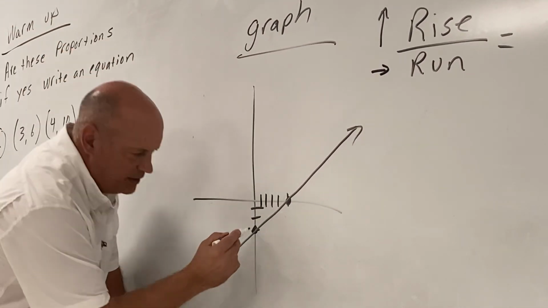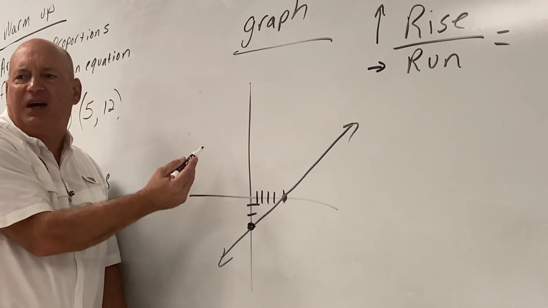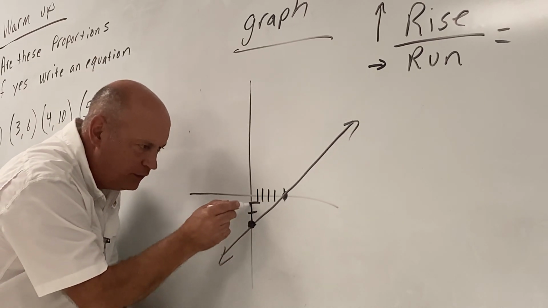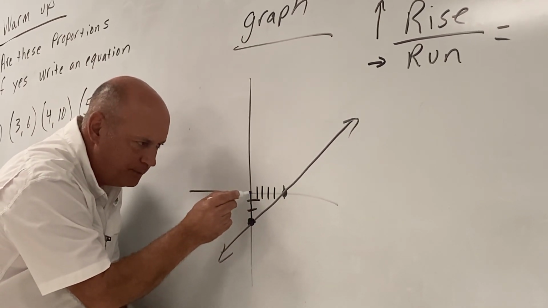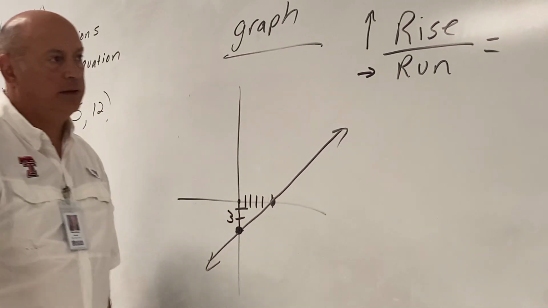So watch. I'm gonna start right here at this point. I'm gonna go straight up until I get even with the next point. So I'm gonna go up 1, 2, how many did I rise? So I'm gonna label it. The rise is 3.